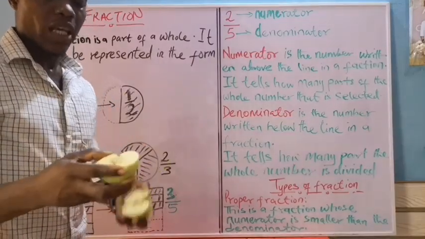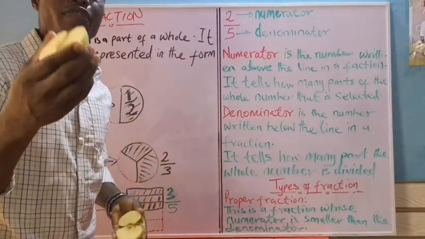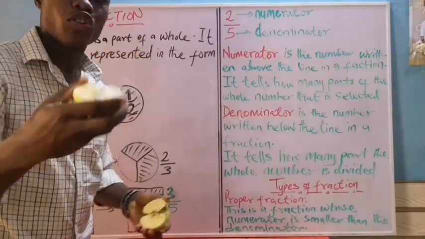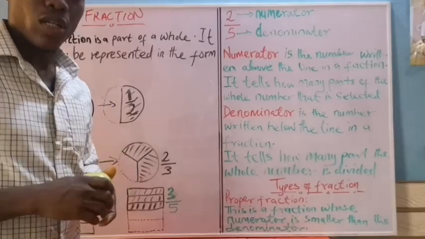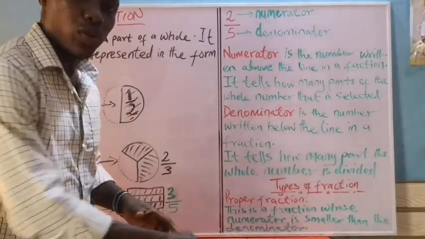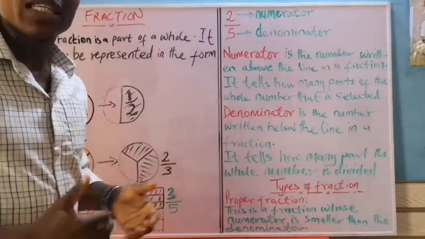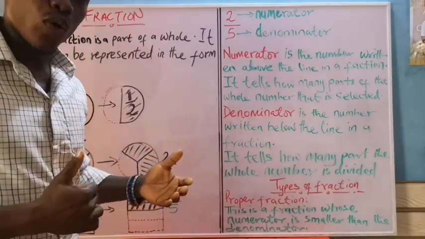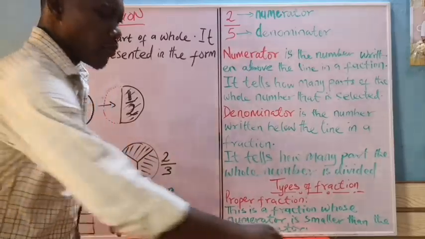Now, if I eat one of these two, I will say that I have taken one out of the two that I got from the one whole apple. So that takes us to what we have for today: fraction. What is a fraction? A fraction is a part of a whole. Yes, a part of a whole is what we call a fraction.